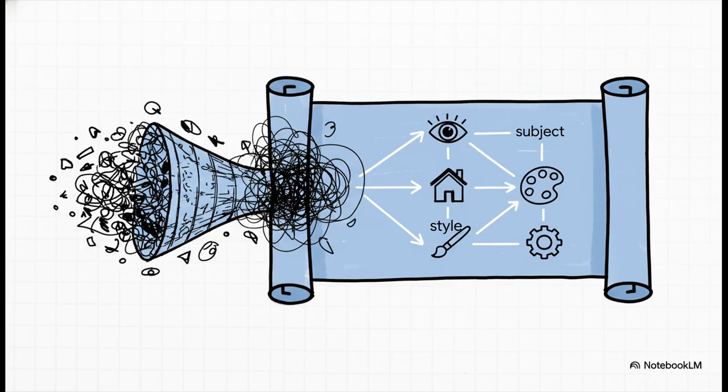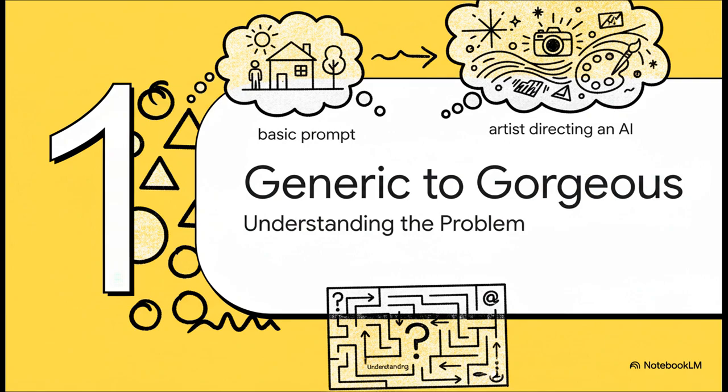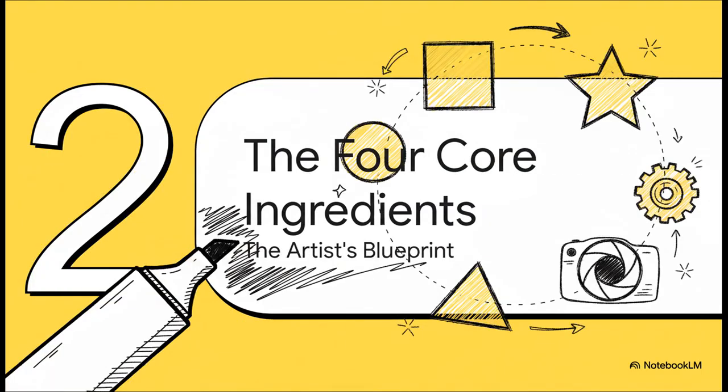The secret isn't just dumping a bunch of random words into the prompt. No, it's about structure. It's about having a blueprint that you can use every single time to get stunning results. And today, we're going to walk through that exact blueprint. So, first things first. Before we build our solution, let's really dig into why those basic prompts just fall flat. We need to start thinking less like someone typing words and more like an art director guiding the AI. All right, let's get into the good stuff.